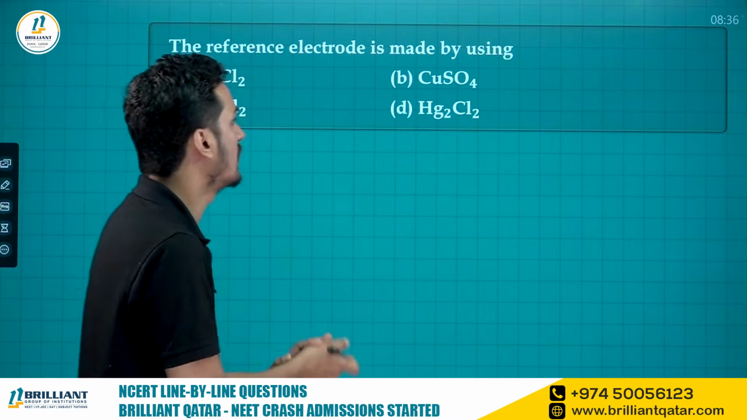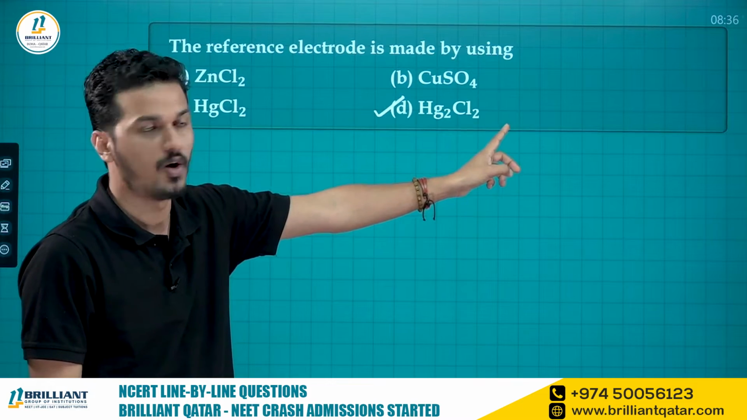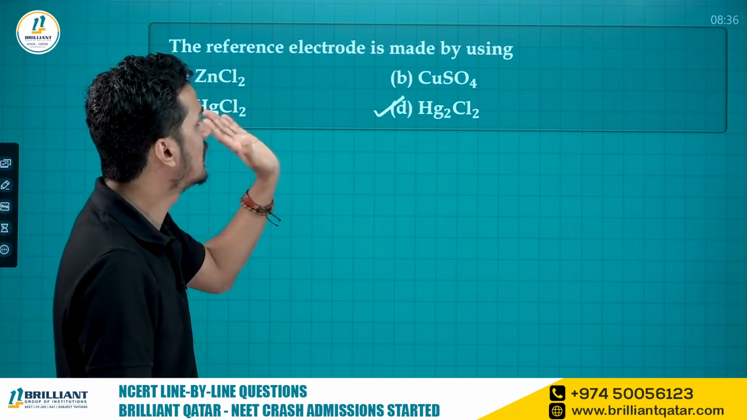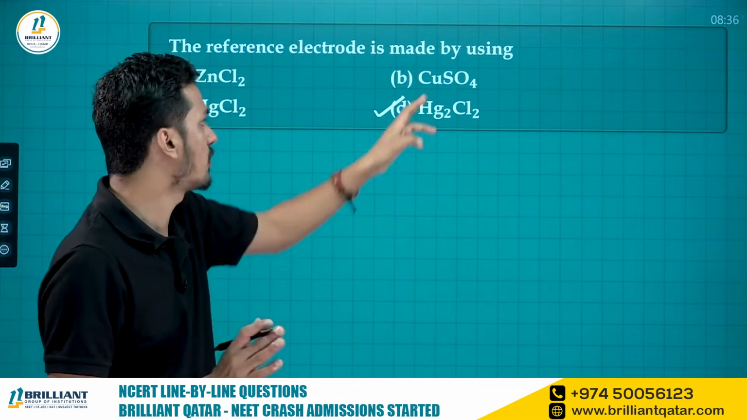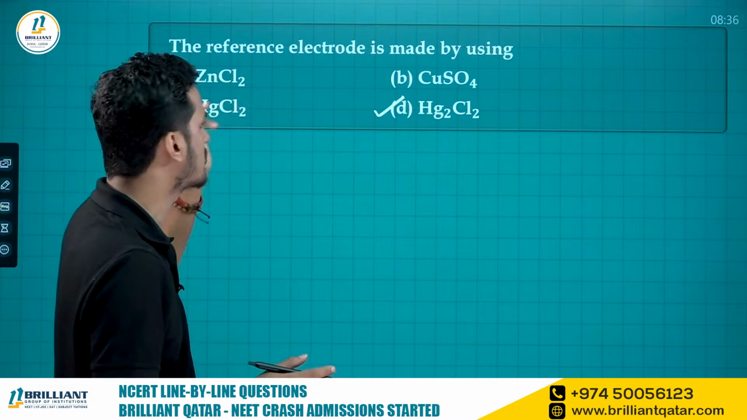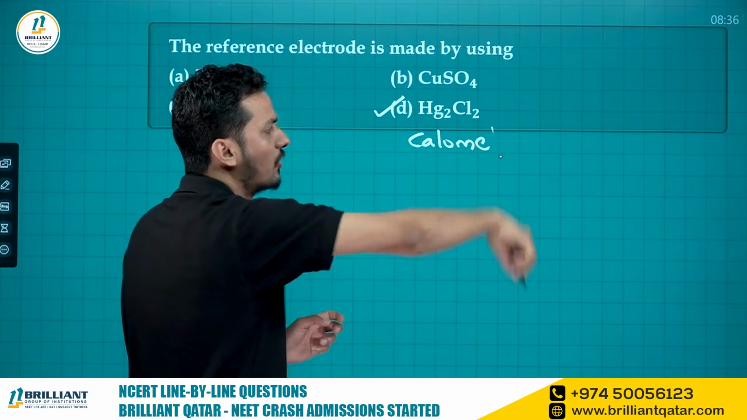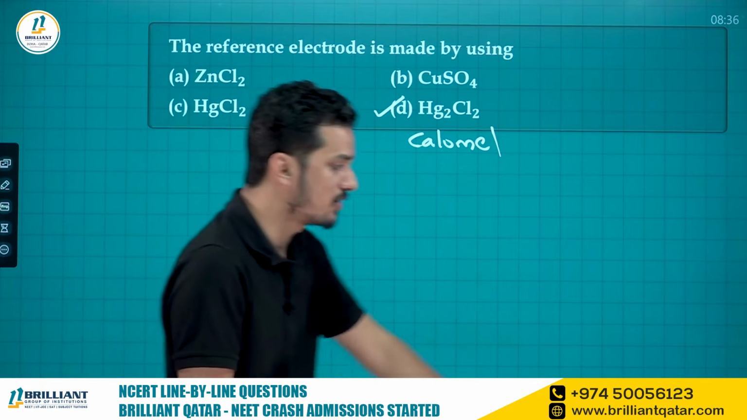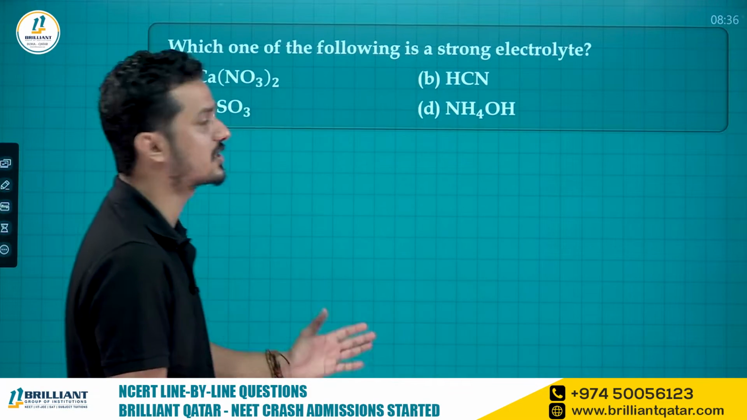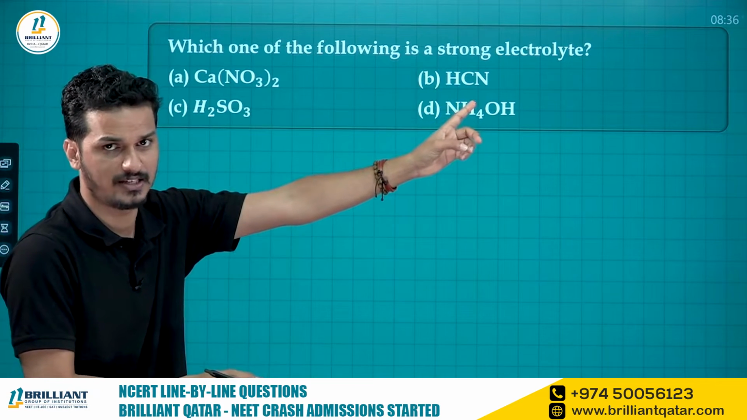In the calomel electrode, we are using what? Hg2Cl2, that is calomel. So the secondary reference electrode is the calomel electrode. That idea you have to remember. Not copper sulfate, not HgCl2, not ZnCl2. This is called calomel electrode. Don't forget the idea. If so, then we can go to the next question, guys. This is the next question. Which one of the following is a strong electrolyte?